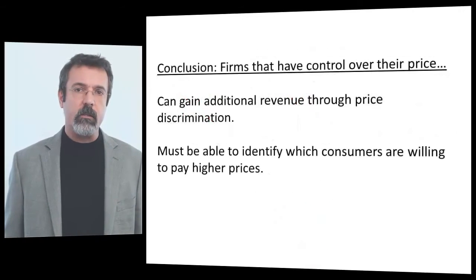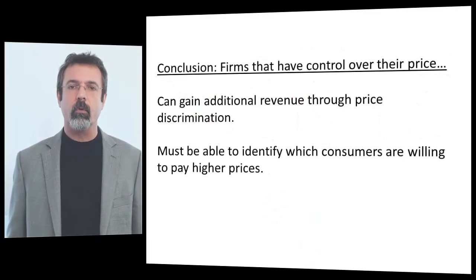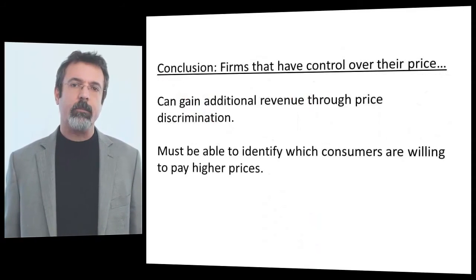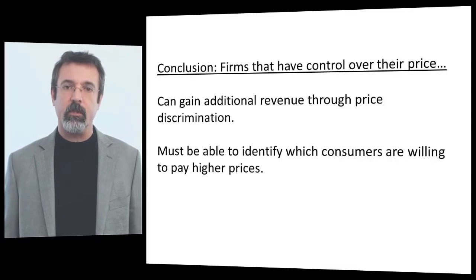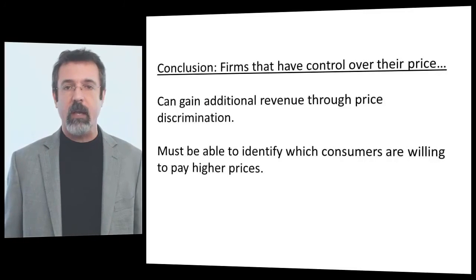So the conclusion is, firms that have at least some control over the price of their product can price discriminate in an attempt to generate more revenue than they would get otherwise. But to price discriminate, the firm has to be able to divide its customers into different groups and to be able to identify how much each group is willing to pay.